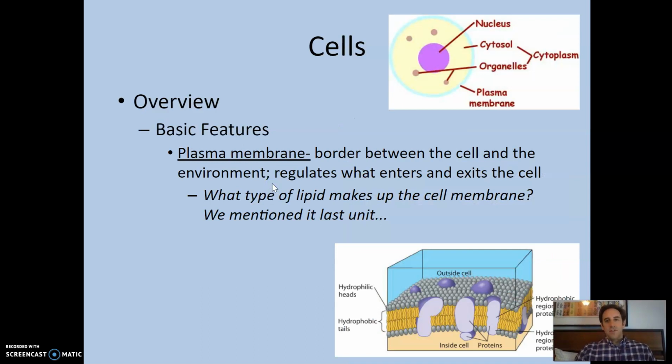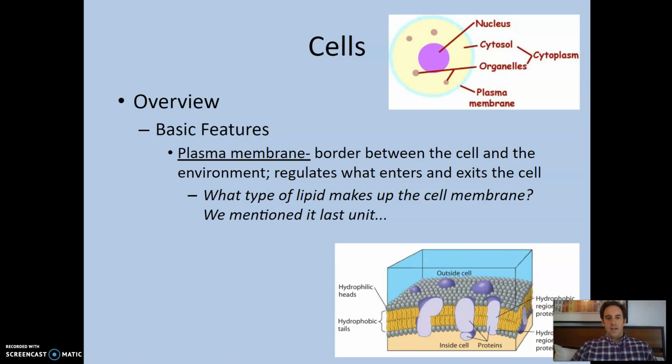Okay, basic features of every cell. Just the real fundamental structures in every single cell. First is a plasma membrane. This is represented by this blue line, and as I think is obvious from this diagram, this makes up the boundary between the inside and the outside of the cell, and it can regulate what enters and exits the cell.